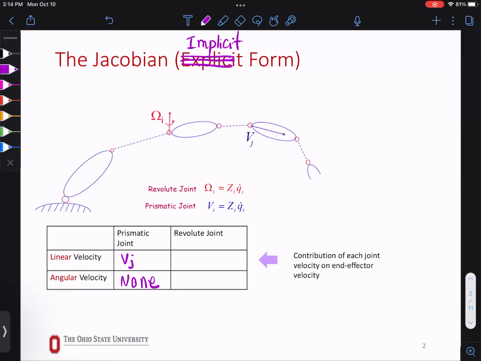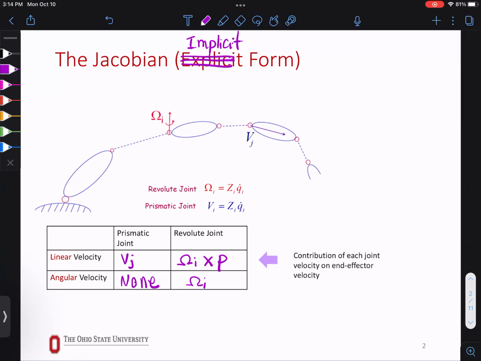If you have a prismatic joint, what is the contribution of the prismatic joint to angular velocity? Right? There's nothing. Now, if you have a revolute joint, the contribution to linear velocity could be, if you remember from last time, omega i cross product of p i. P was the distance between our revolute joint and the previous joint that we were discussing, right? So we are using the same element that we already talked about, nothing new here.